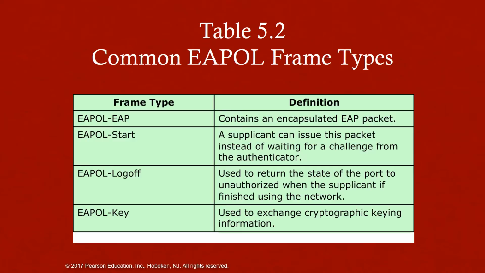The authenticator uses the EAP key packet to send cryptographic keys to the supplicant once it has decided to admit it to the network. The EAP logoff packet type indicates that the supplicant wishes to be disconnected from the network.